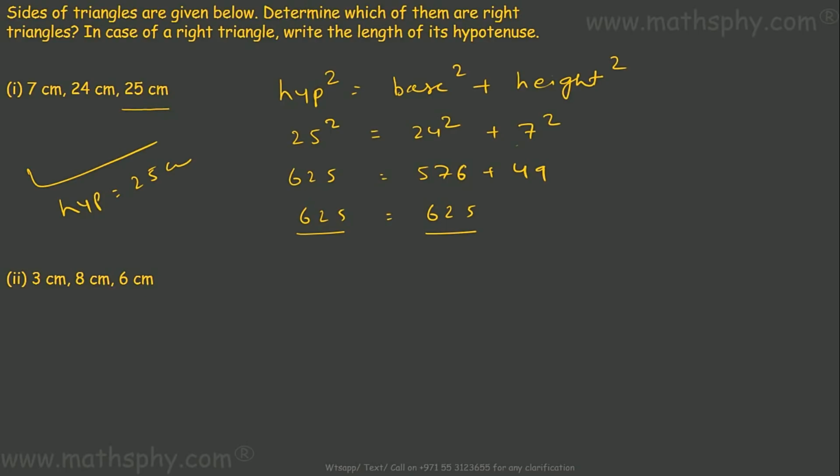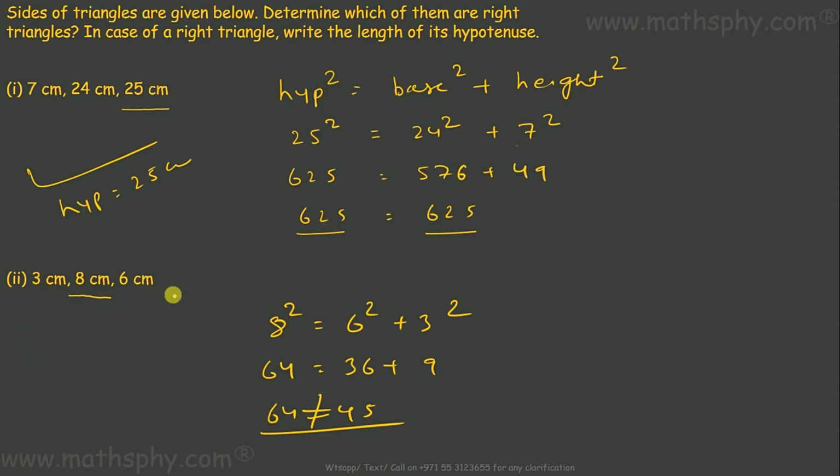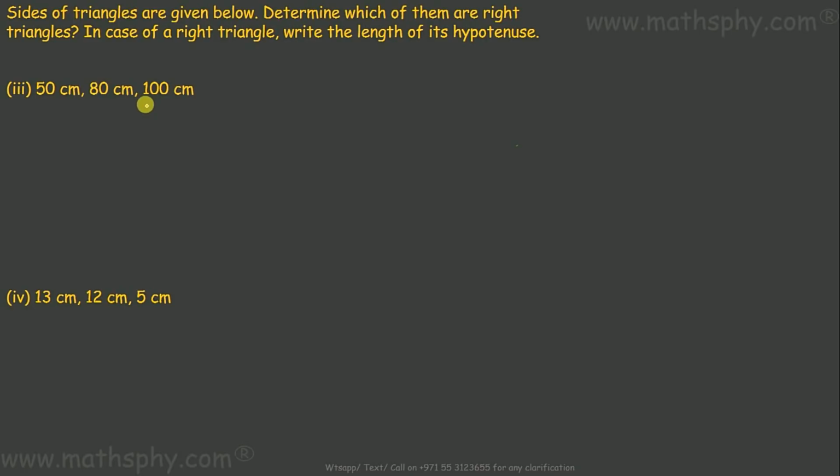This one here, this is the longest side. So if 8 square is equal to 6 square plus 3 square, this will be a right triangle. Let's see. 64, 36 plus 9. 64 is not equal to 45. It means this is not a right triangle. So I'll write not right triangle.